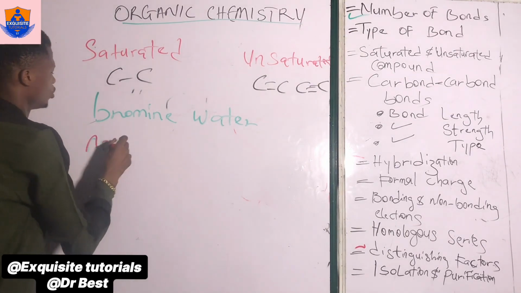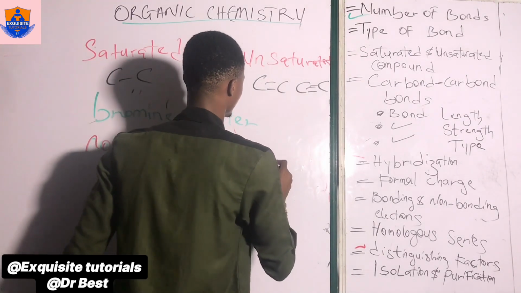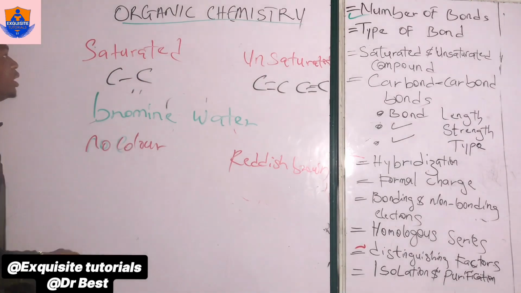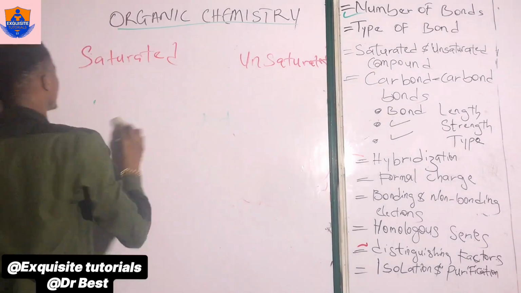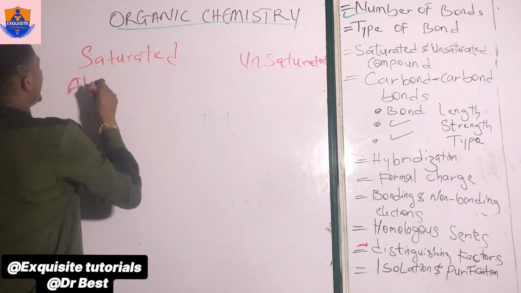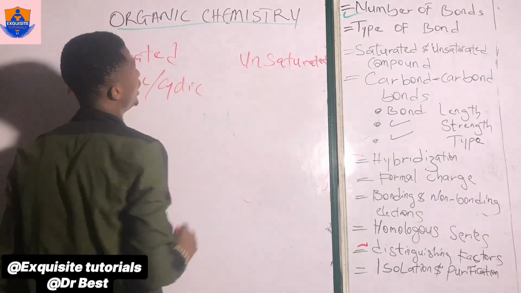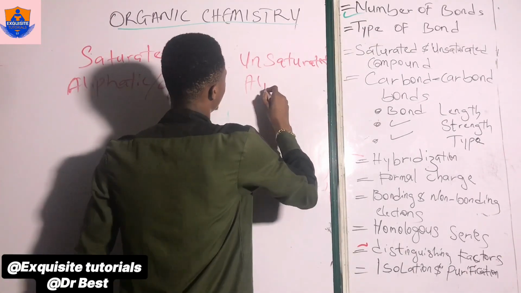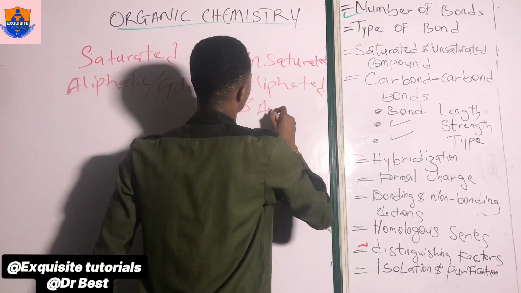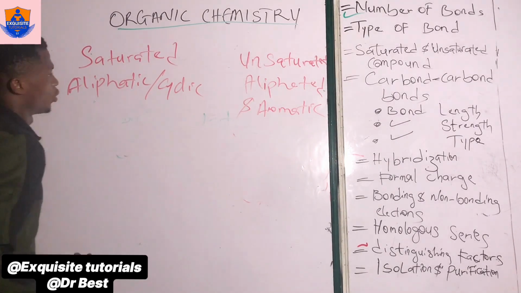Saturated shows no color change, while unsaturated shows a reddish brown color. Simple. Now you can also differentiate between saturated aliphatic compound or cyclic compound, and unsaturated aliphatic and aromatic. Now this is the distinguishing factor.